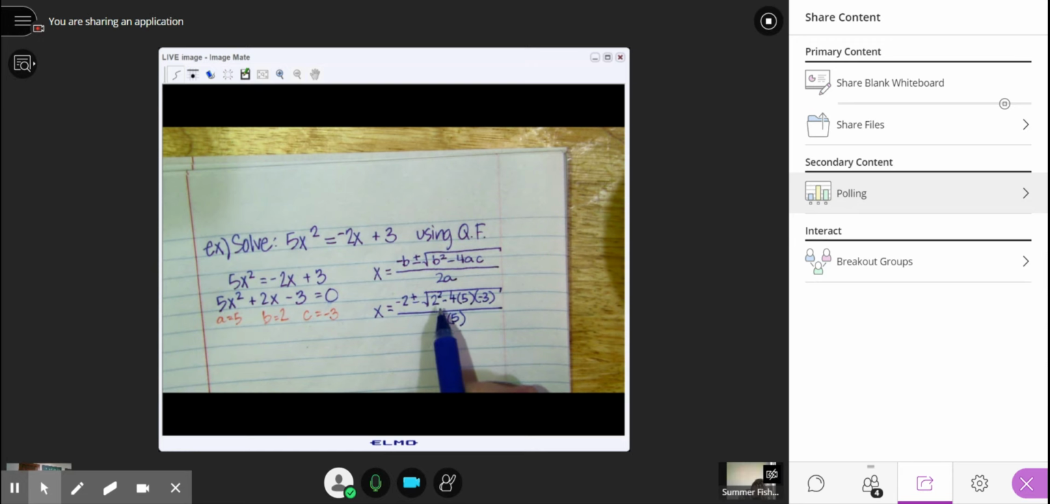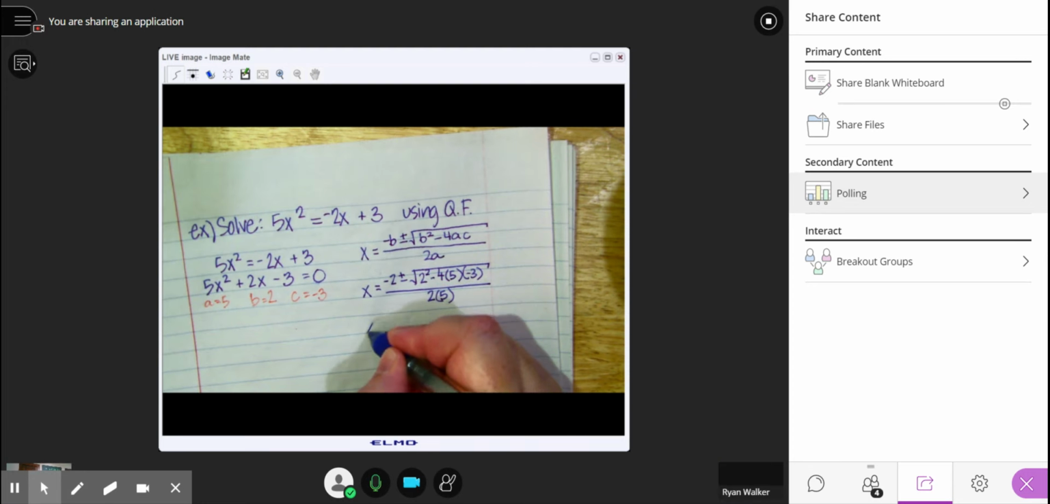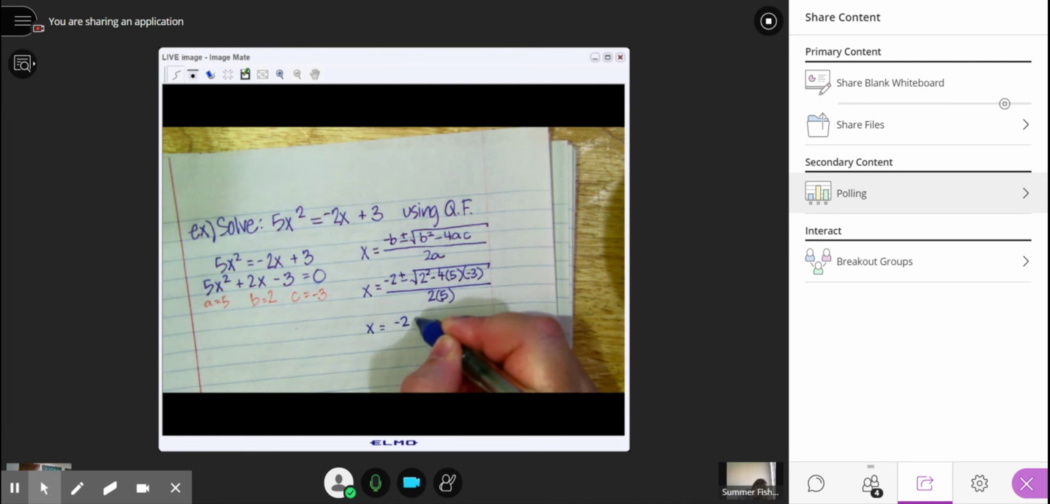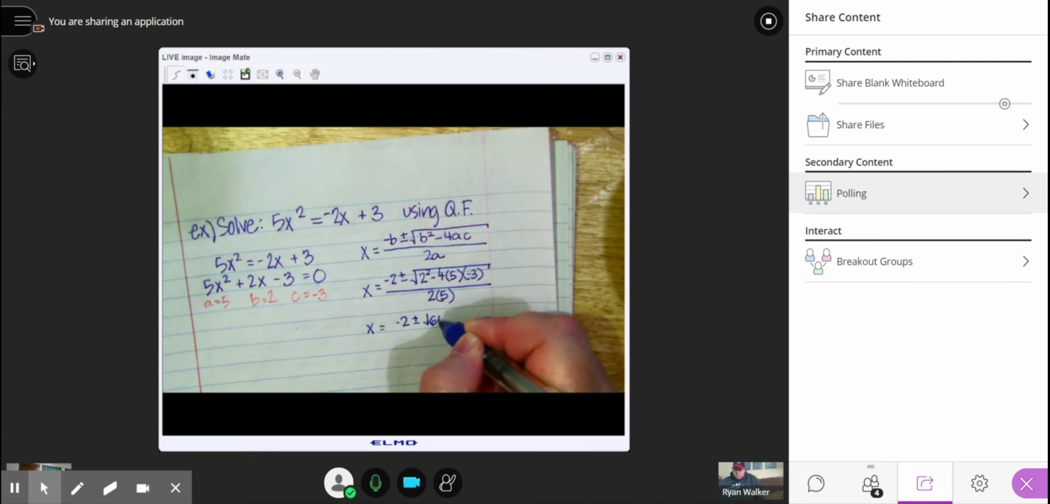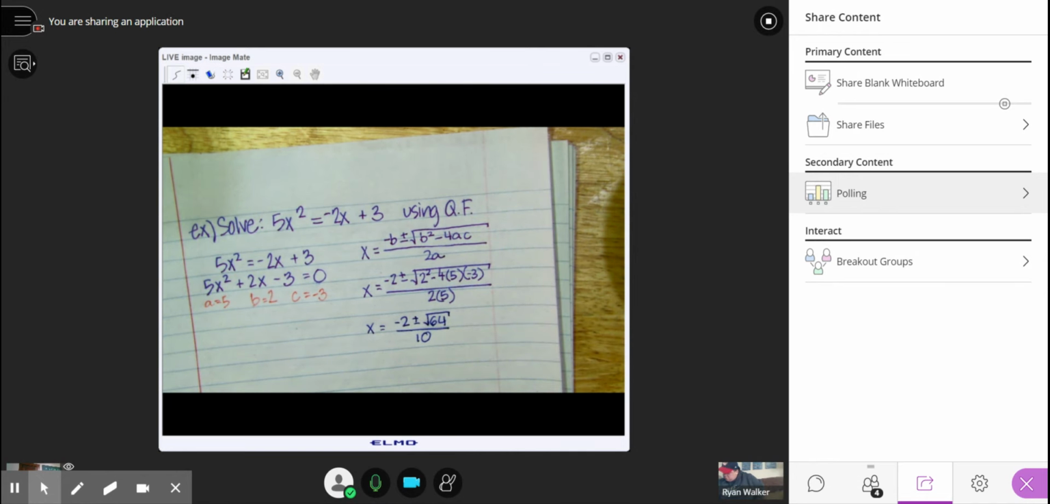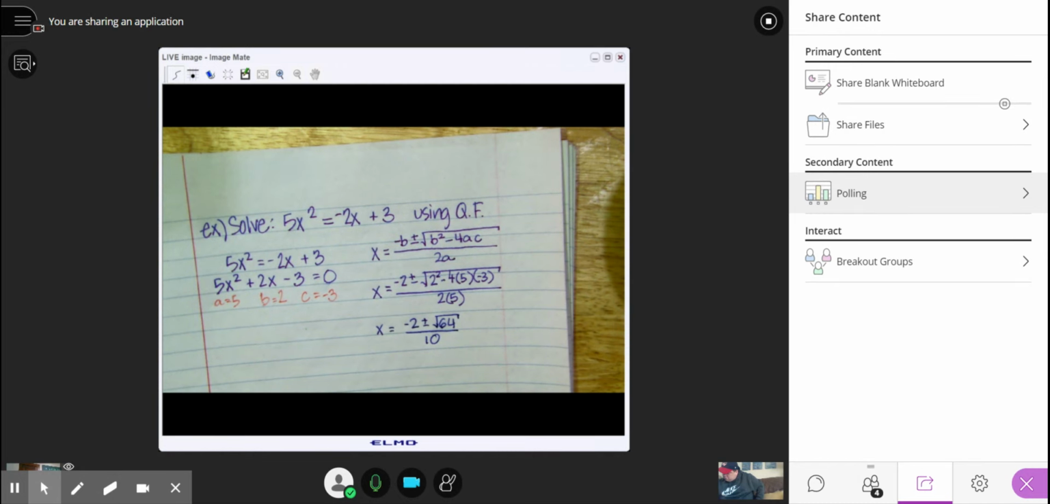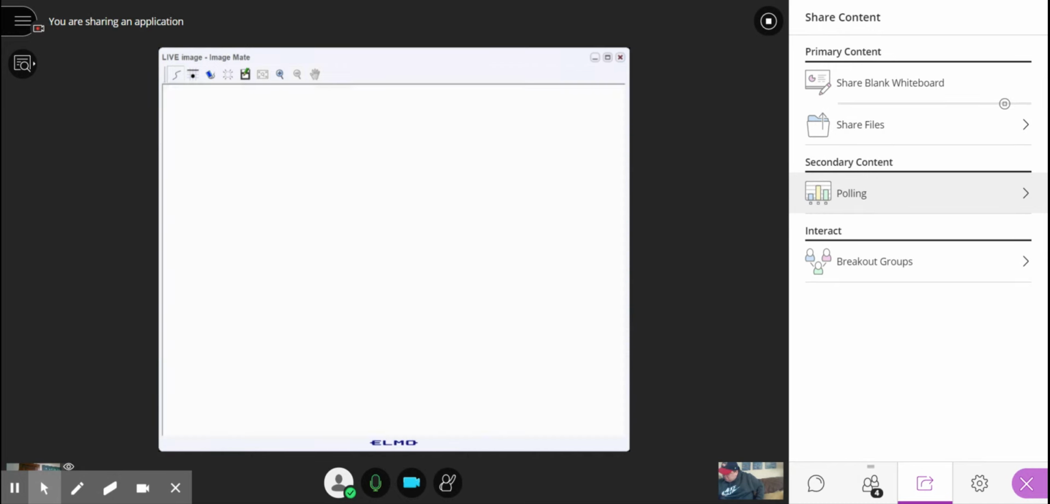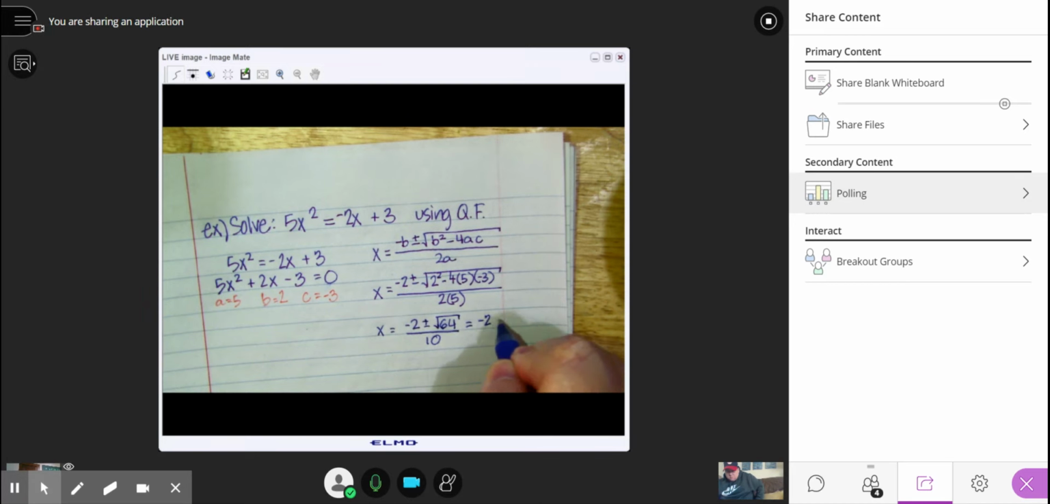So using my calculator, I'm going to do what's underneath the square root first. So 2 squared minus 4 times 5 times negative 3. So I get negative 2 plus or minus the square root of 64. Square root of 64 is 8.